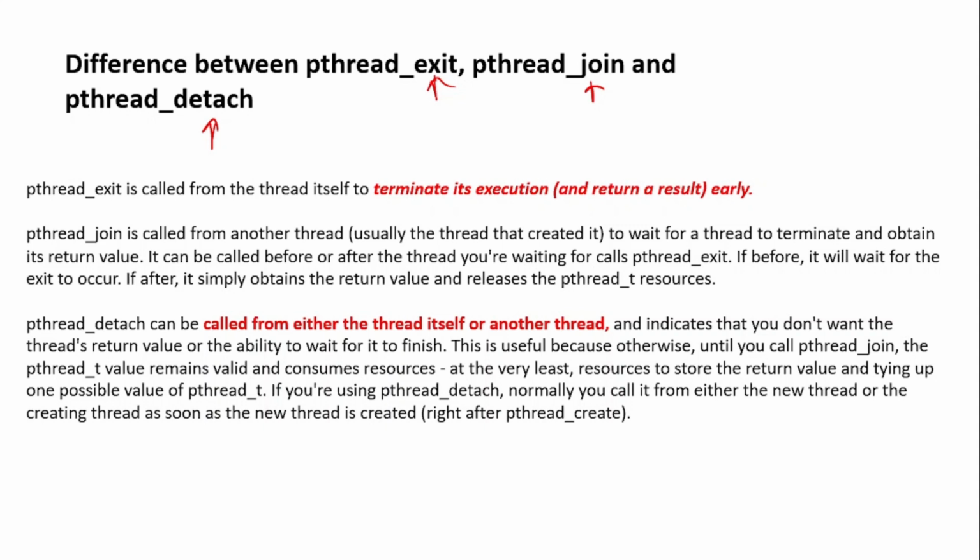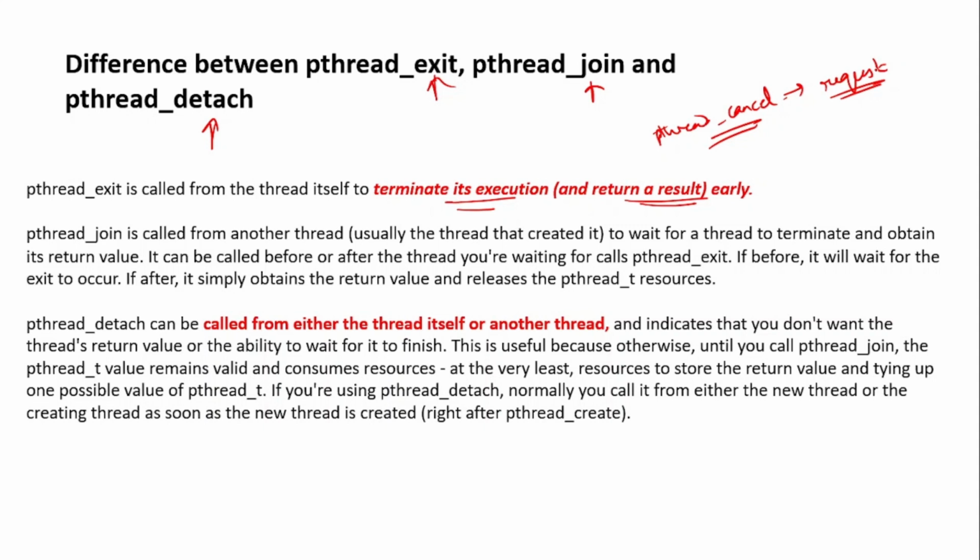Pthread_exit that we saw is used to terminate the execution of the thread and return a result early. As soon as I call the pthread_exit function, at that particular time the thread will be terminated, no matter in whatever state it is. Whereas with pthread_cancel, there is also one more function to consider. Pthread_cancel will send a cancellation request to the thread, but that doesn't mean that the thread will have to cancel at that particular time.